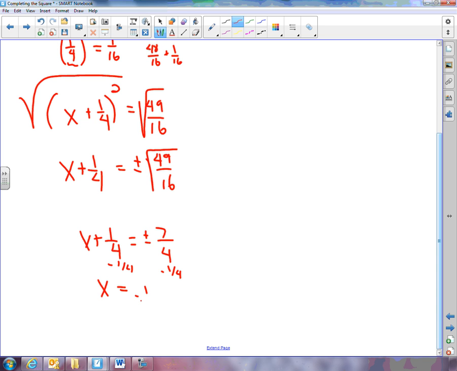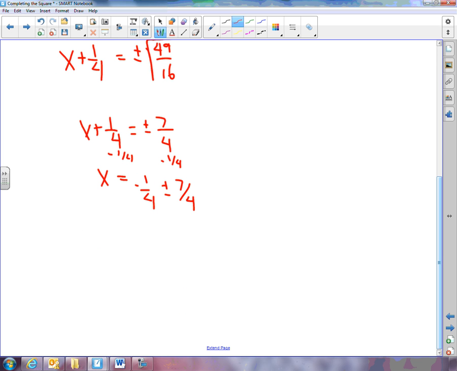So now I'm just going to get the x by itself by subtracting 1/4 from both sides. So I have negative 1/4 plus or minus 7/4. Once again, I have like terms here, so I should actually go ahead and do that math. So negative 1/4 plus 7/4 would be 6/4. And then negative 1/4 minus 7/4 would be negative 8/4. Now, I don't want you to leave those numbers sloppy like that, so please rewrite them to look nice. And then I have x equals 3 over 2 and negative 2.